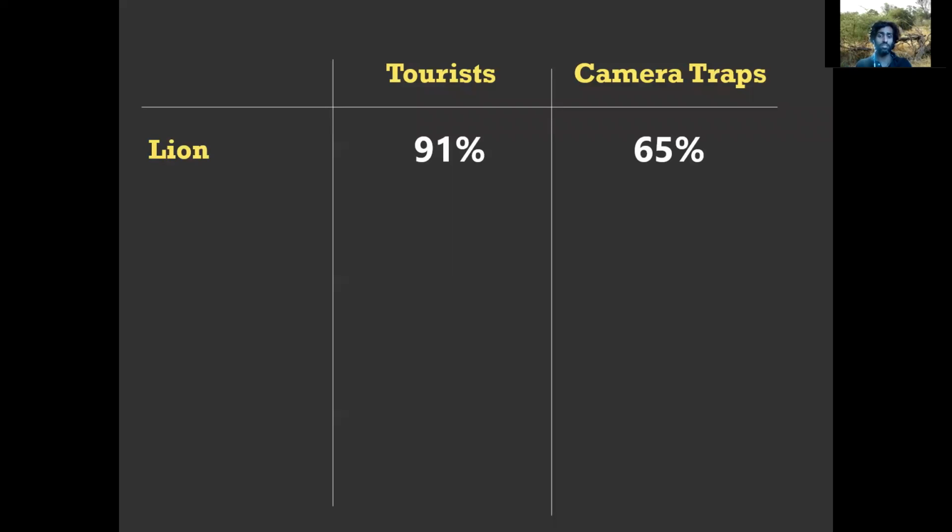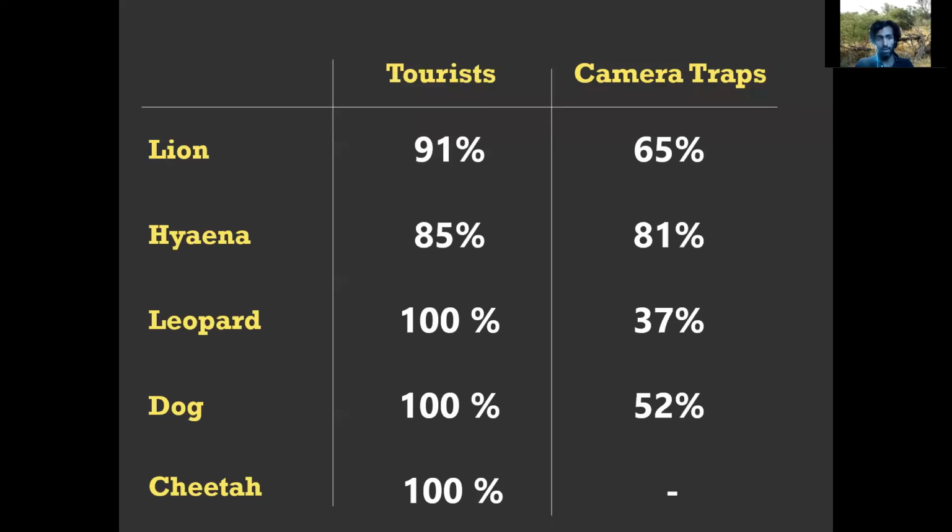And it shows that despite the challenges of honing in on those tiny whisker spots, we were able to identify 91% of the lions at tourist sightings to the individual level. And of all the survey methods, camera traps are the only other method where you can identify the animals to the individual level. And we were only able to identify 65% of the lions in camera trap images to the individual level. And this trend is pretty much consistent across all of the different species.